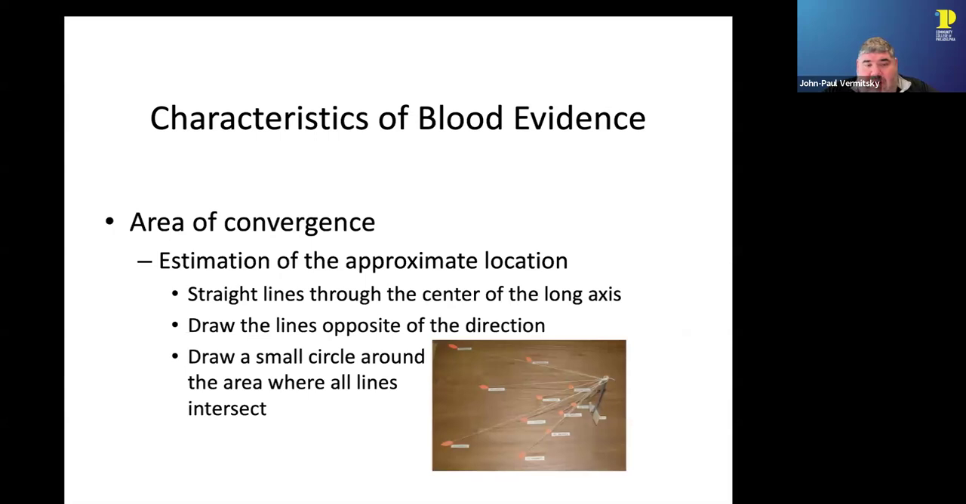There is something called the area of convergence. This is the estimation of the approximate location. Straight lines to the center of a long axis. If you draw the lines opposite of the direction, draw a small circle around where all the lines intersect, this would be your area of convergence. So if you look at these droplets here, you can see that all of these lines intersect right about here, okay? And this would be your area of convergence.